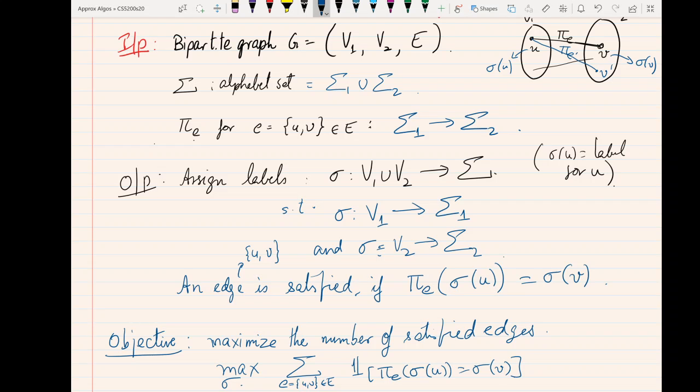You might think that the problem as stated is quite general, in the sense that there's no relation between the constraints for say pi e and pi e prime. There's a label set which as of now can be arbitrary, and so on and so forth. It turns out that this kind of generality of this problem is what allows us to prove hardness of approximation for many other problems starting from this.